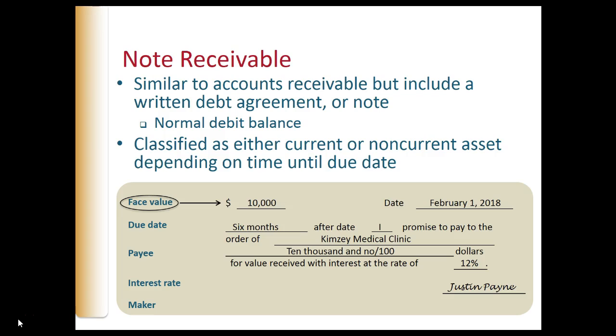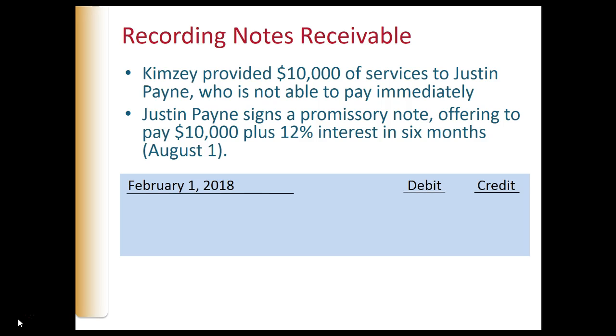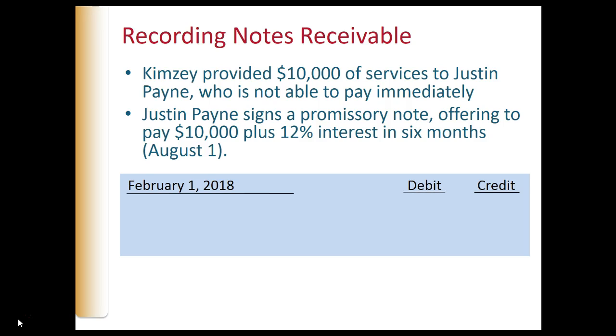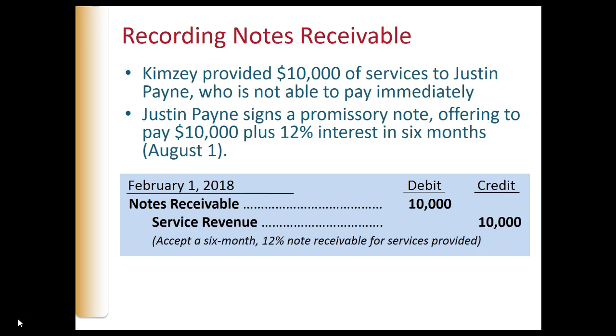Here is the face value. Here is the due date, the payee, the interest rate, the maker, and the date is up there at the top. When Justin is not able to pay for the services immediately and offers a 6-month 12% promissory note, Kimzey records the note as shown here.